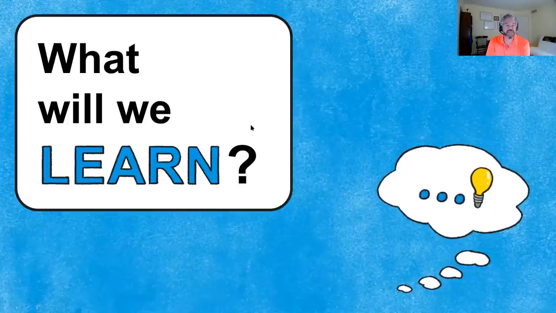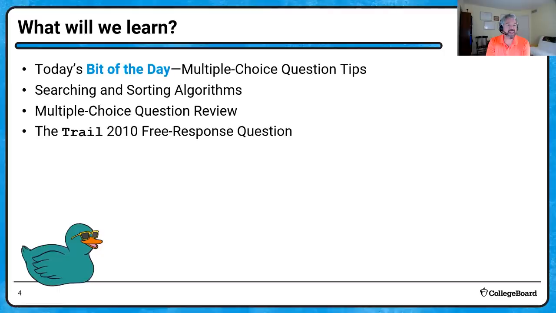Let's take a look. We probably need to jump right in because we've got a lot to cover today. Let's take a look at what we are going to learn. Tim is going to share some multiple choice question tips for our bit of the day. We're going to look at searching and sorting algorithms. We're on day seven of our series, and we haven't really looked at searching or sorting algorithms yet. As always, we're going to do some multiple choice question review, and then we're going to wrap things up with a look at the trail free response question from the 2010 exam. We're going to go back in the archives for a ways, but man, I love that question. It's such a fun one.